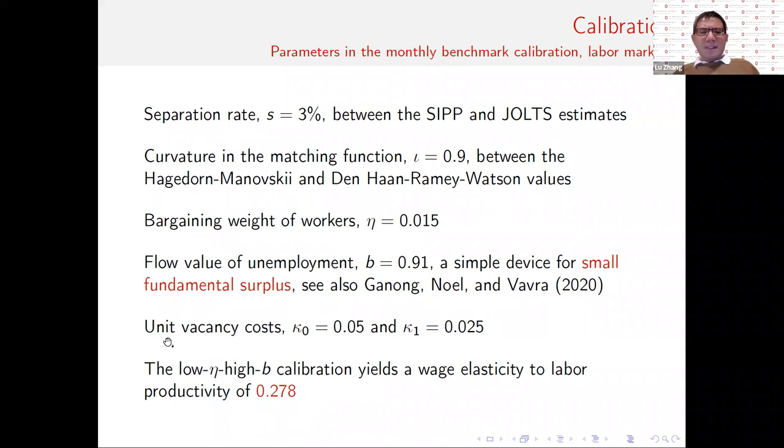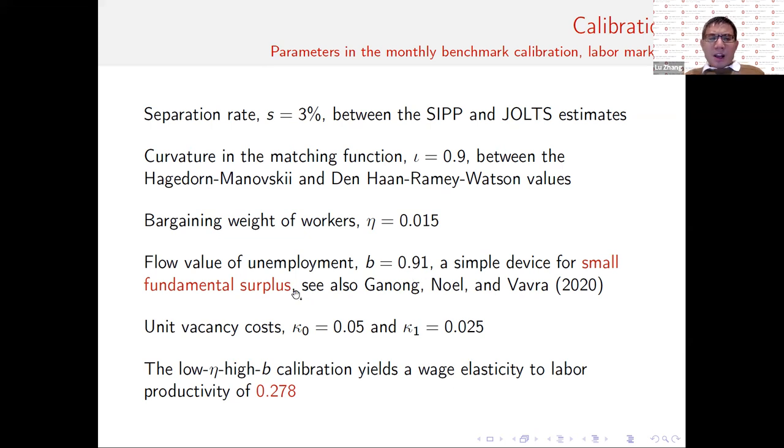This is why, simultaneously, we use relatively low values of vacancy costs. If kappa zero and kappa one are high as well, the unemployment rate will blow up, higher than the empirical estimate. So it's a subtle balancing act. And of course, we cannot use a bargaining weight for workers that is too high, or the unemployment rate will be too high as well. So we use a relatively low bargaining weight. This way we generate wage inertia, and that's operating leverage, endogenously speaking, which helps generate the equity premium as I presented towards the beginning of the presentation.